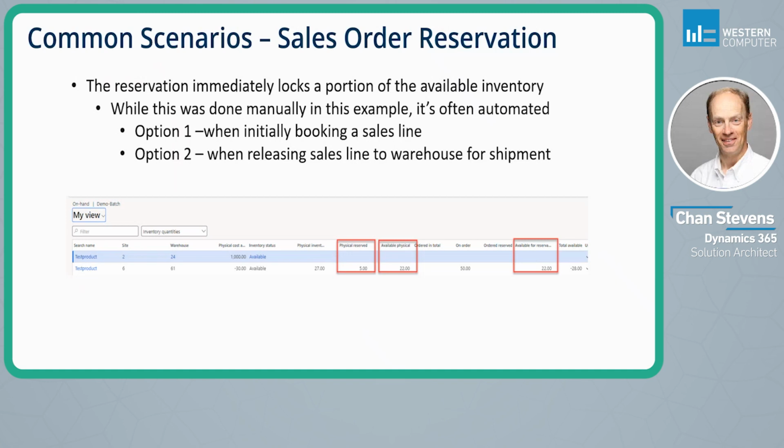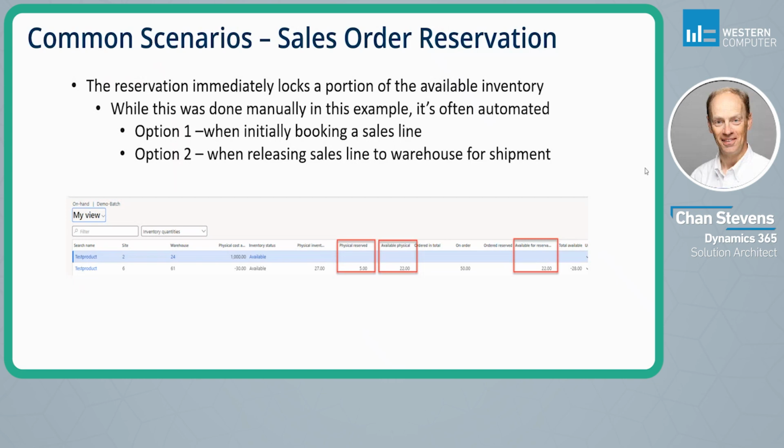It still shows 27 on hand, but now it shows 5 are physically reserved. It shows available physical inventory has been reduced by 22, which means I can't reserve 25 or 26 of that physical inventory. And the available for reservation matches that 22.